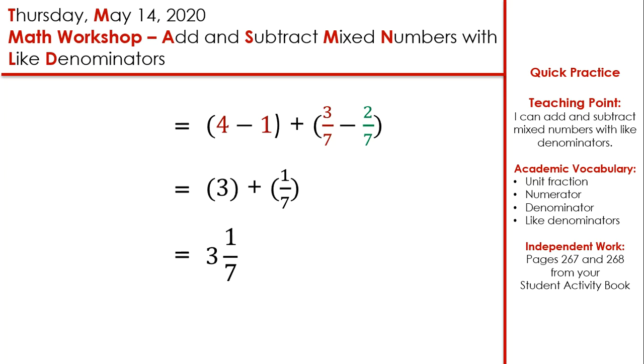So we have 4 minus 1, that is equal to 3, and then we have 3 sevenths minus 2 sevenths. You see, like denominators. I leave my denominator the same, and then I just subtract the numerators. That would be 3 minus 2 equal to 1. Perfect. Now I have a whole number plus a fraction. So that means that my answer and my whole number is ready right here. So my answer would be 3 1/7.